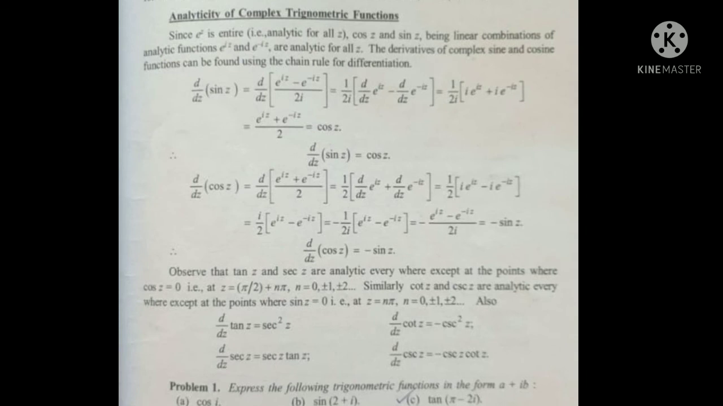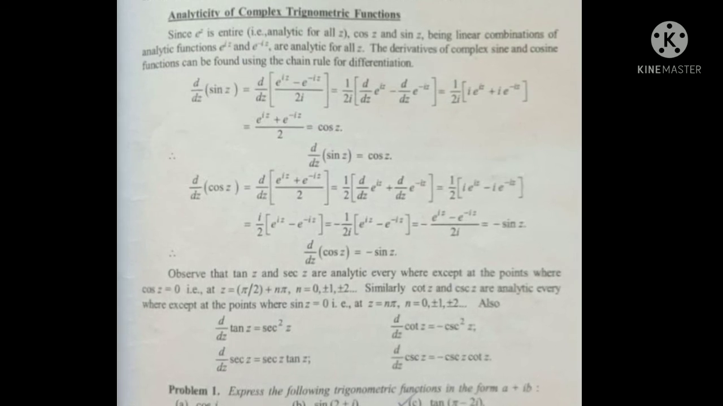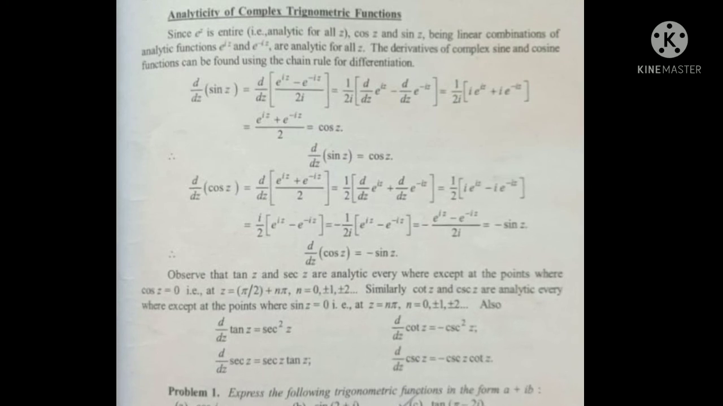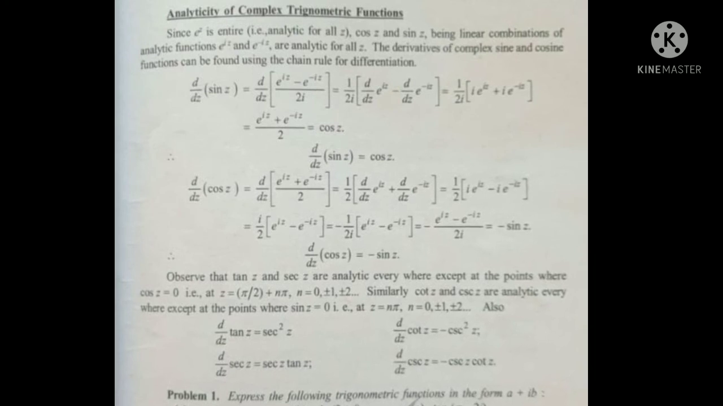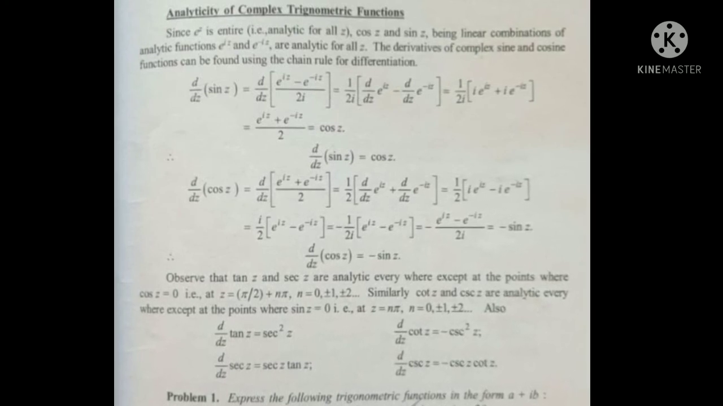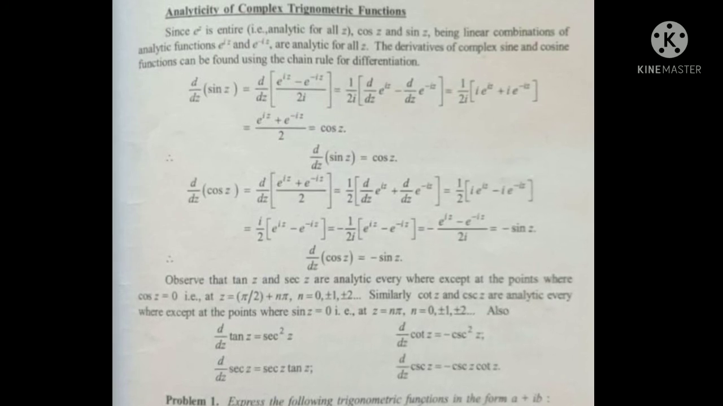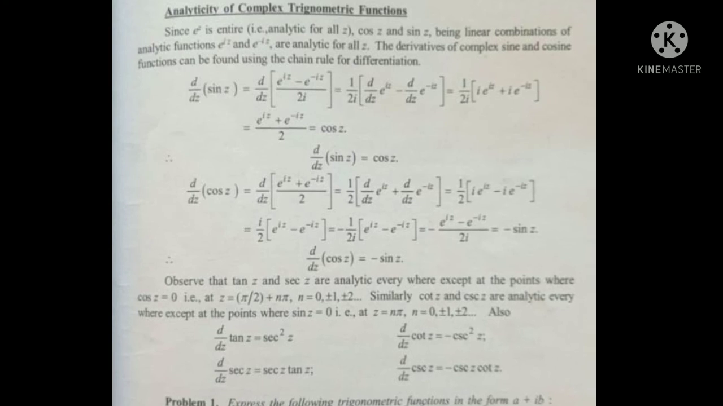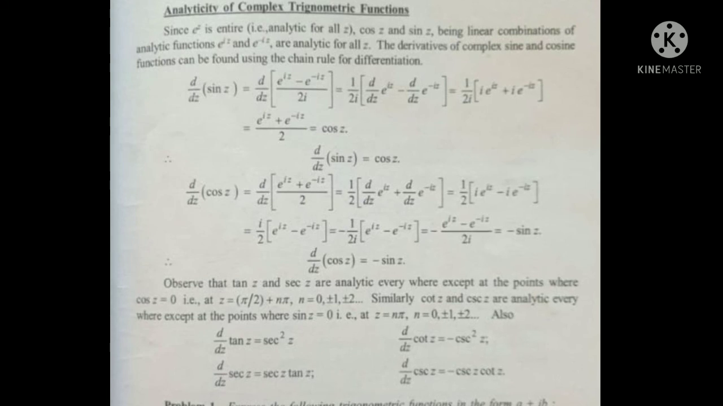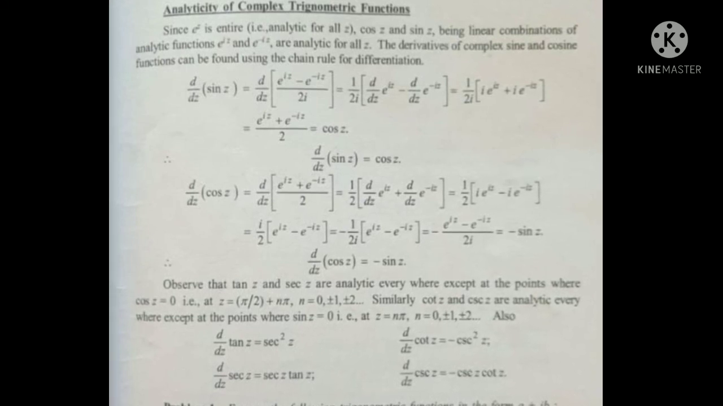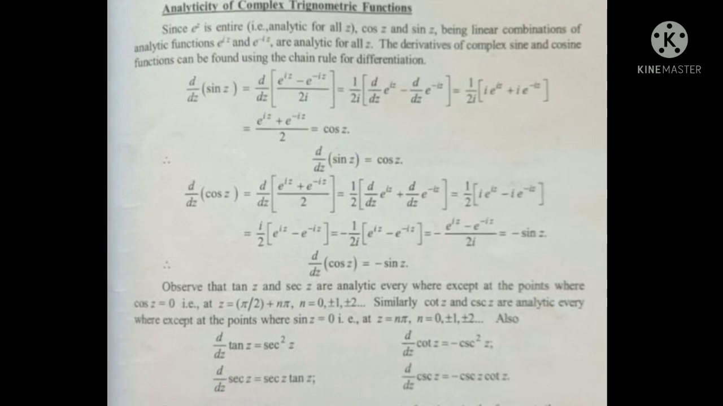Which is equal to minus 1 by 2i, because 1 by i equals minus i. So i by 2 equals minus 1 by 2i. So minus 1 by 2i into e raised to iz minus e raised to minus iz, which is equal to minus of e raised to iz minus e raised to minus iz divided by 2i, which is equal to minus sin z. So d by dz of cos z equals minus sin z, and d by dz of sin z equals cos z.